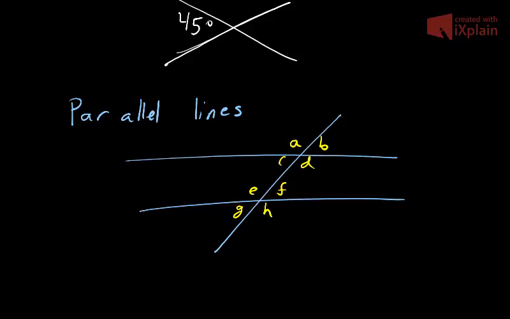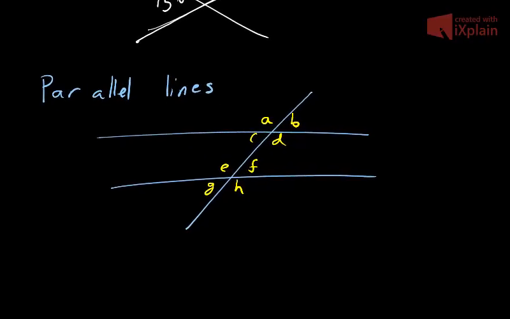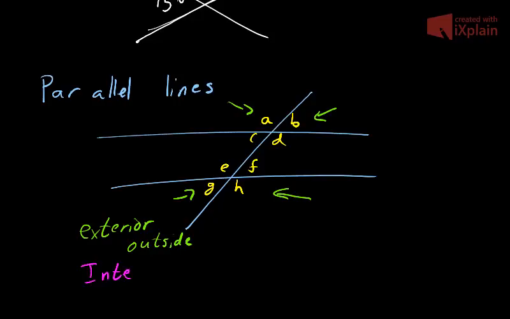Some words that we use to describe these are going to be exterior and interior. So exterior just means on the outside. So A, B, G, and H are all going to be exterior angles, whereas interior, let me pick a different color for this. Here we go. Interior is going to mean inside. So inside these parallel lines are going to be the F, D, C, and E, and those are going to be my interior angles. We've got a couple other ones that we can describe.